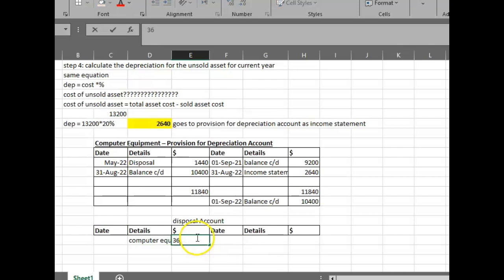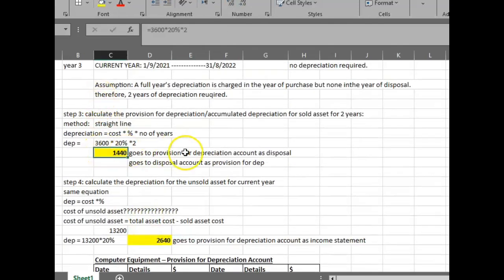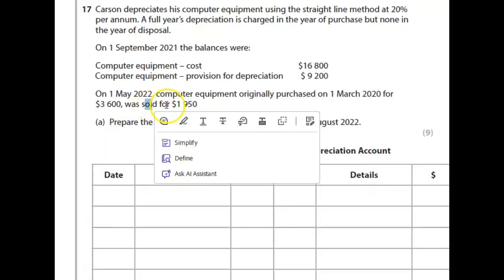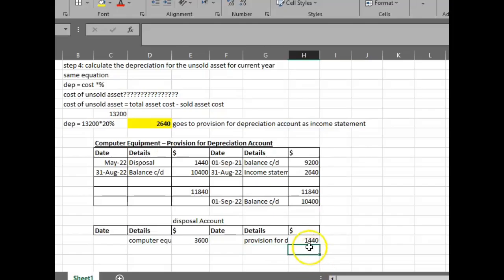The computer in question was purchased for $3,600. Now move to the credit side. 1. First record what you got in Step 3 as provision for depreciation. 2. Then, record the value received from the sale, which is $1,950. The detail for this entry is cash book, since it's a cash receipt.